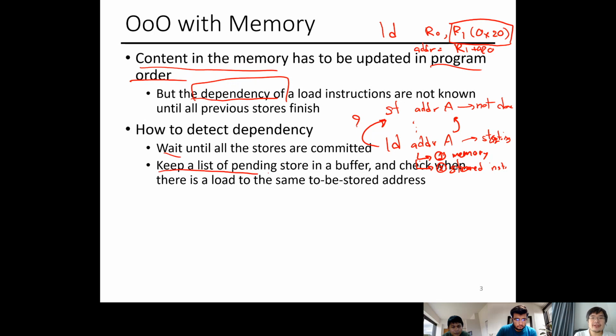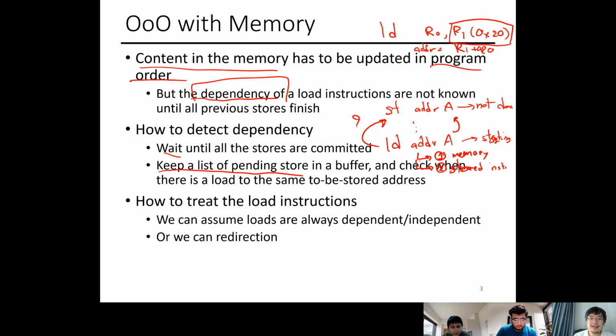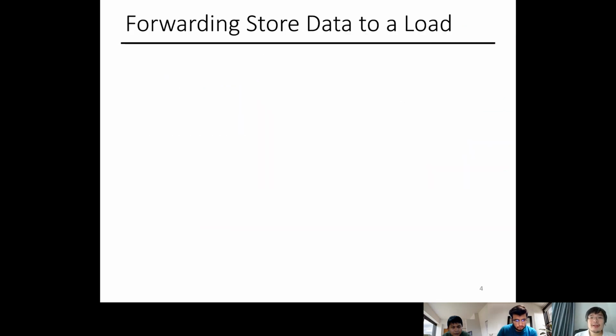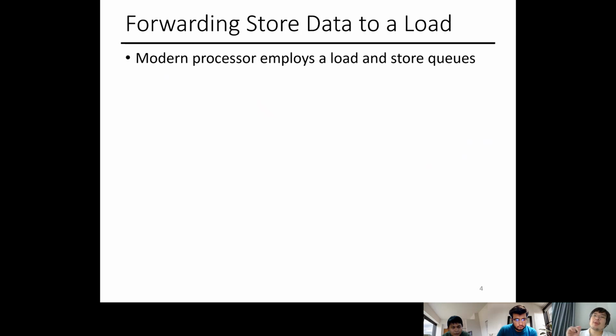So to detect this dependency, there are multiple things you can do, right? You can wait and you can actually keep the list of pending stores. We will today expand on this concept. There's also how to treat the load instruction. You can assume the loads are always dependent or always independent, or figure out what to do with it, right? So the key here is we want to forward data, right? Forward data as aggressively as possible, as long as it is correct, right?